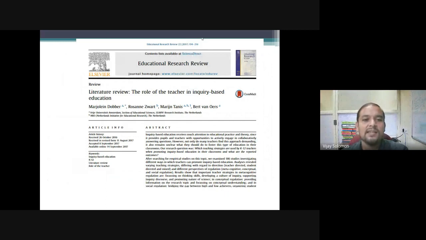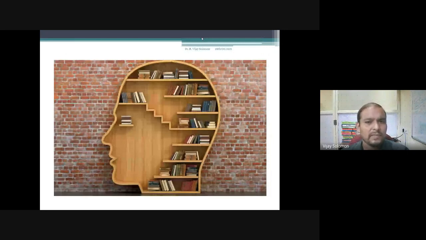You see here a literature review, the role of a teacher in inquiry-based education. So if you have some students to work with you, you can ask them to collect a lot of literature, and you can give a comprehensive overview of the literature, that can also be published in good journals. The point here is, if we can have a good literature review, then it is easy, it is within our reach to get a publication.